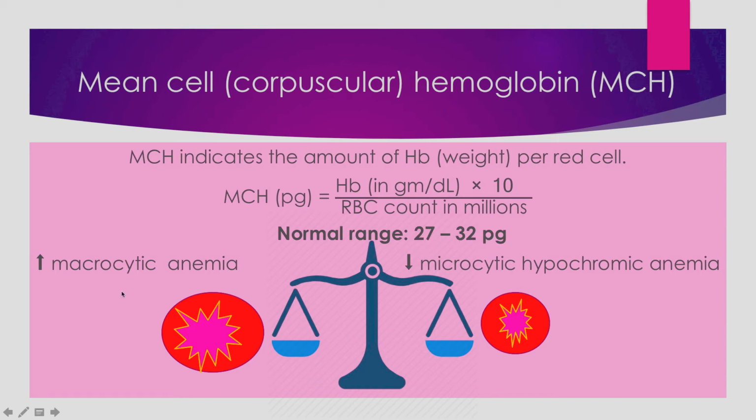In macrocytic anemias where the size has become big, it can accommodate more hemoglobin. So in macrocytic anemias the MCH levels will go up, whereas in microcytic anemias, because the size is less, it will accommodate less hemoglobin, or you can say because of the less hemoglobin the size is less. So microcytic anemia will have less MCH, whereas macrocytic anemia will have more MCH.